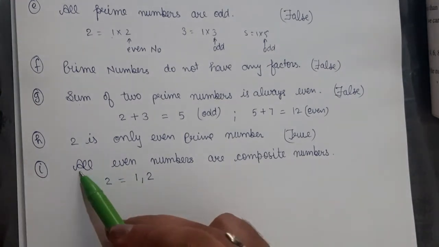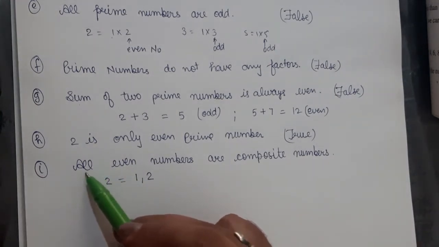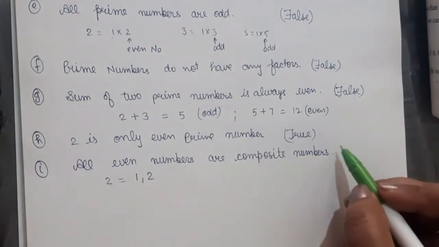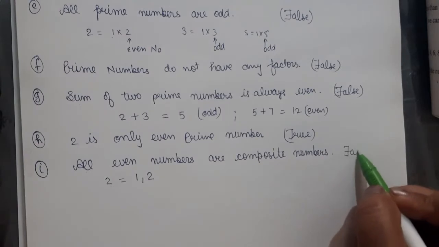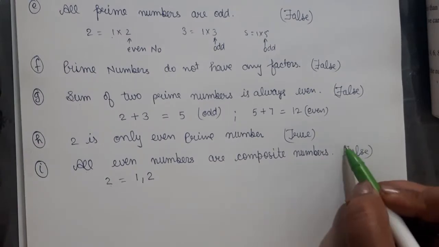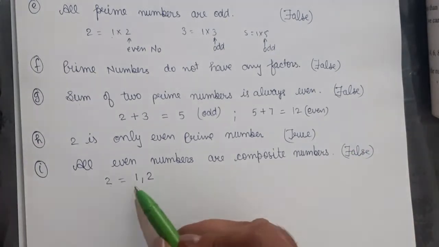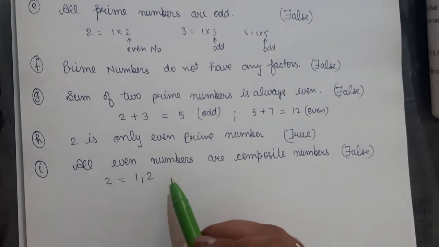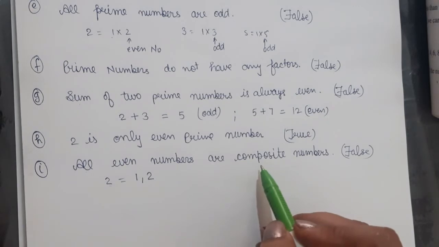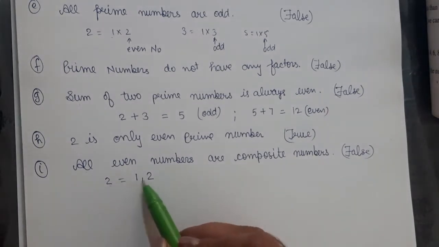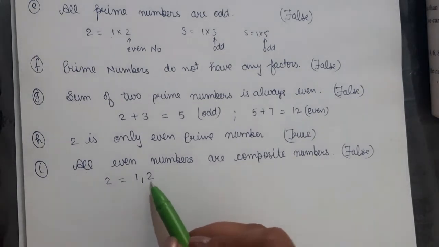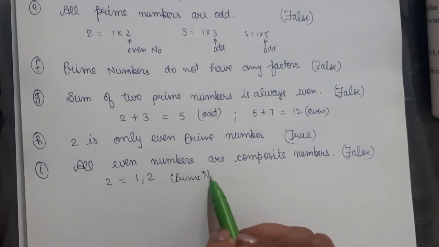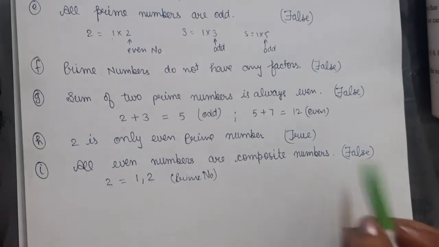So that's why we can't say all. We will not use all because we have one exception case. So it is a false statement. Numbers that do not have more than 2 factors are prime numbers. They cannot be composite numbers. जब 2 के 2 से ज़्यादा फैक्टर बन ही नहीं रहे हैं तो ये तो प्राइम नंबर हुआ, ये कंपोजिट कहाँ से हुआ, इसलिए ये फॉल्स है.